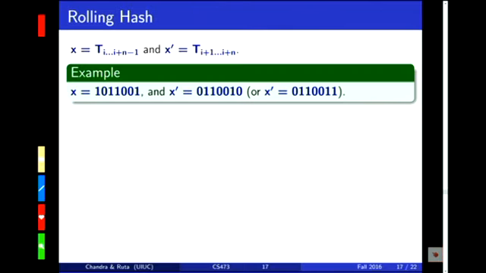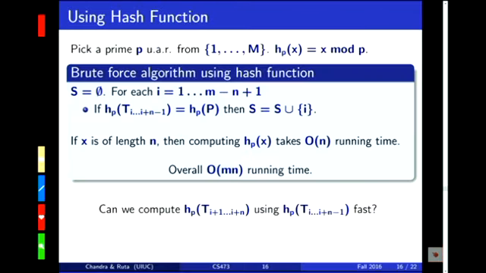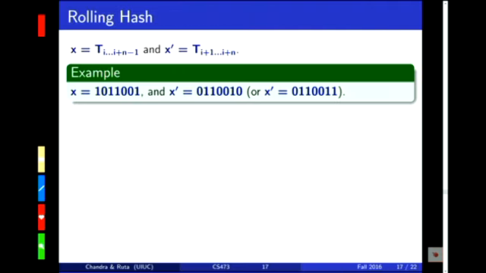But how do I do this? How do I compute the hash at position i+1 using the hash at position i? We will do this through rolling hash. This is a very interesting concept actually. I find it very fascinating. So what does it say?